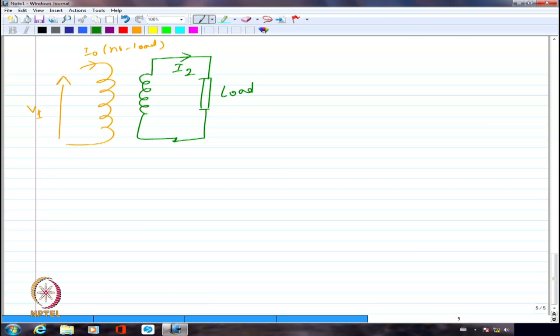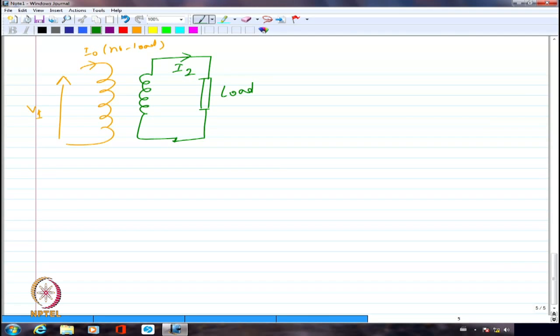If this flux becomes additive to the original flux, the flux would eventually reach a very, very large value. So, obviously, it will be opposing the original flux. By Lenz's law, the new flux that has been established by I2 will oppose the original flux.